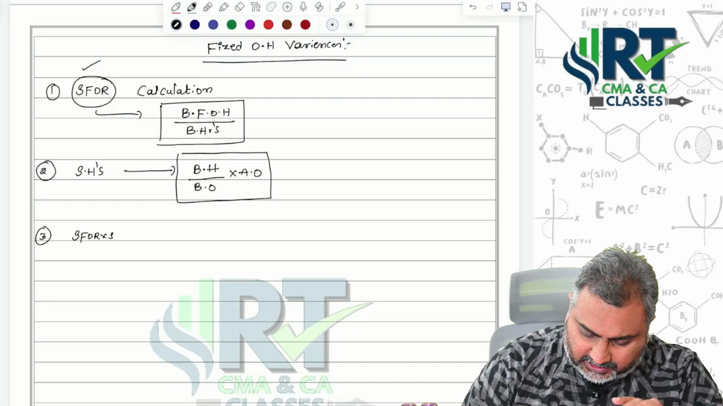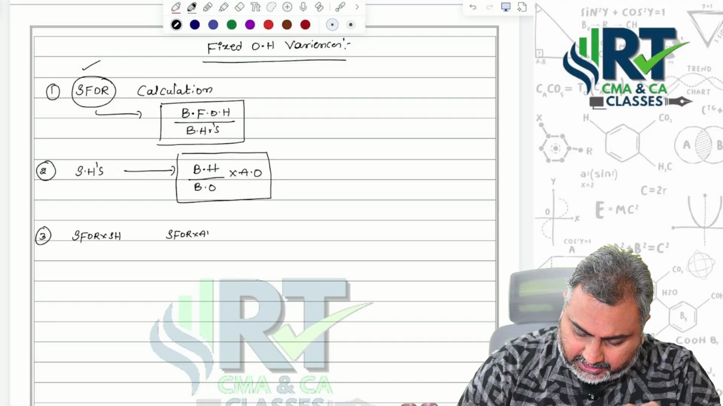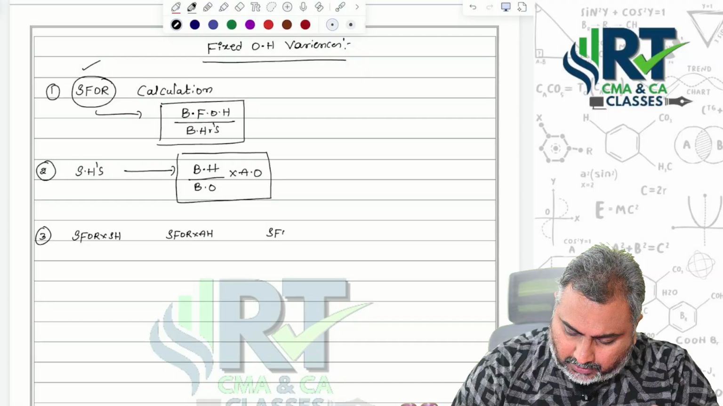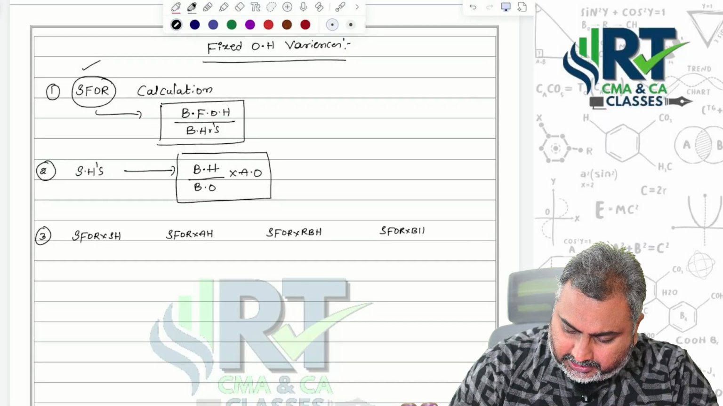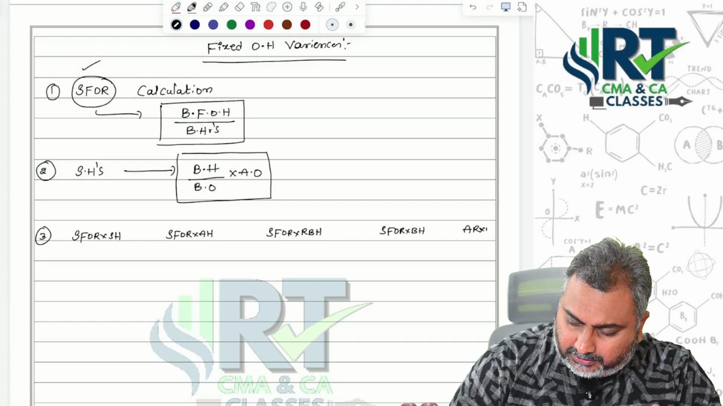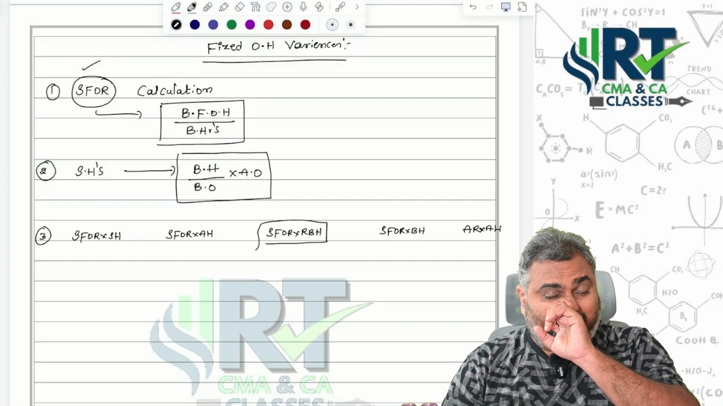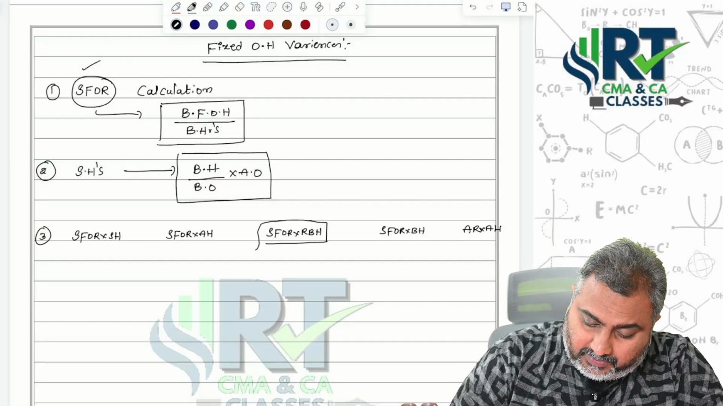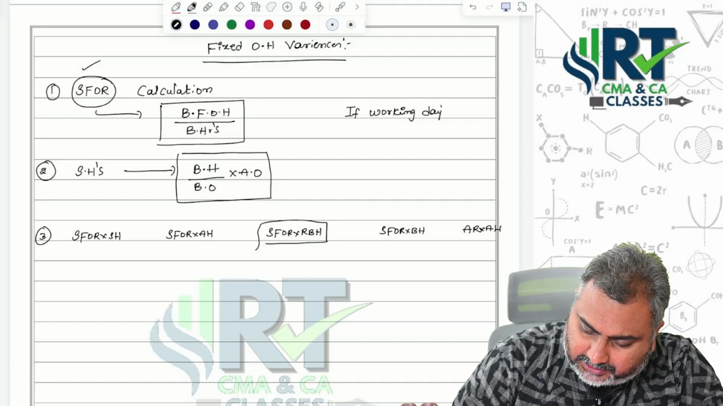SFOR into SH. Second one, SFOR into AH. SFOR into RBH. Then SFOR into BH. Finally, AR into AH. But this concept, revised budgeted hours, will come into the picture only if working days are different.